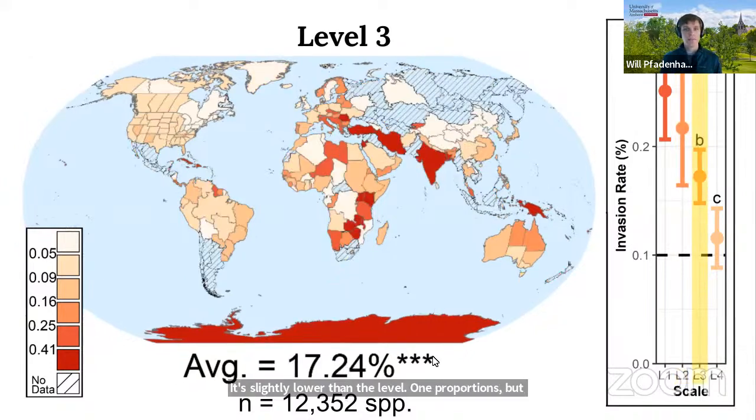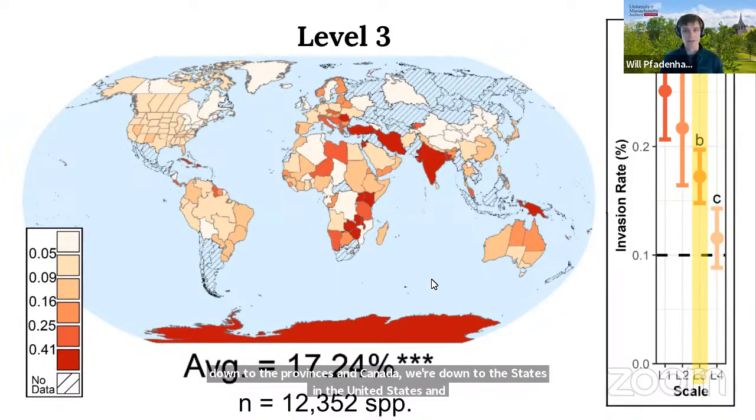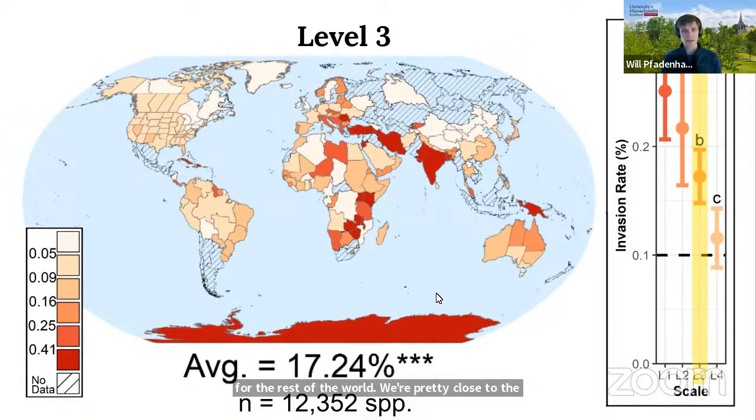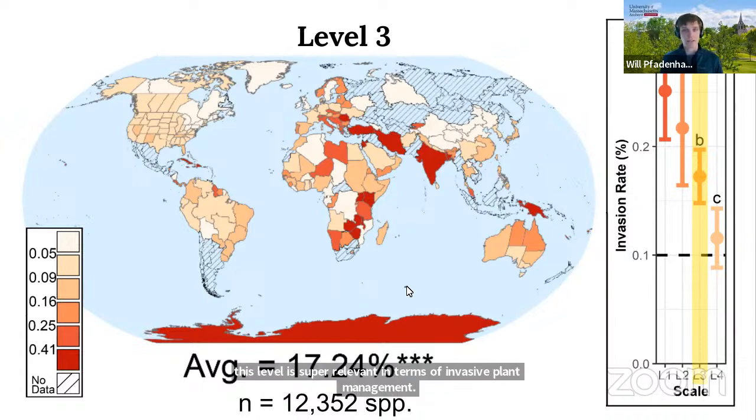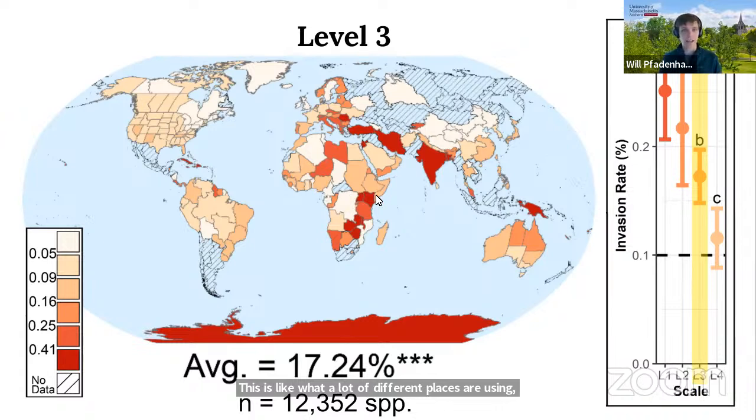If we zoom in even a little bit more, now we get a lot better resolution. So now we're down to the provinces in Canada, we're down to the states in the United States, and for the rest of the world, we're pretty close to the country scale. So this level is super relevant in terms of invasive plant management. This is what a lot of different areas that have regulations are using, looking at invasion rates at this scale. And so you can see, once again, this proportion, 17%, is higher than 10%. So this pattern kind of holds even as these invasion rates get smaller and smaller as we go through these different scales. The scales that are most relevant to invasive plant managers are much higher than 10%.